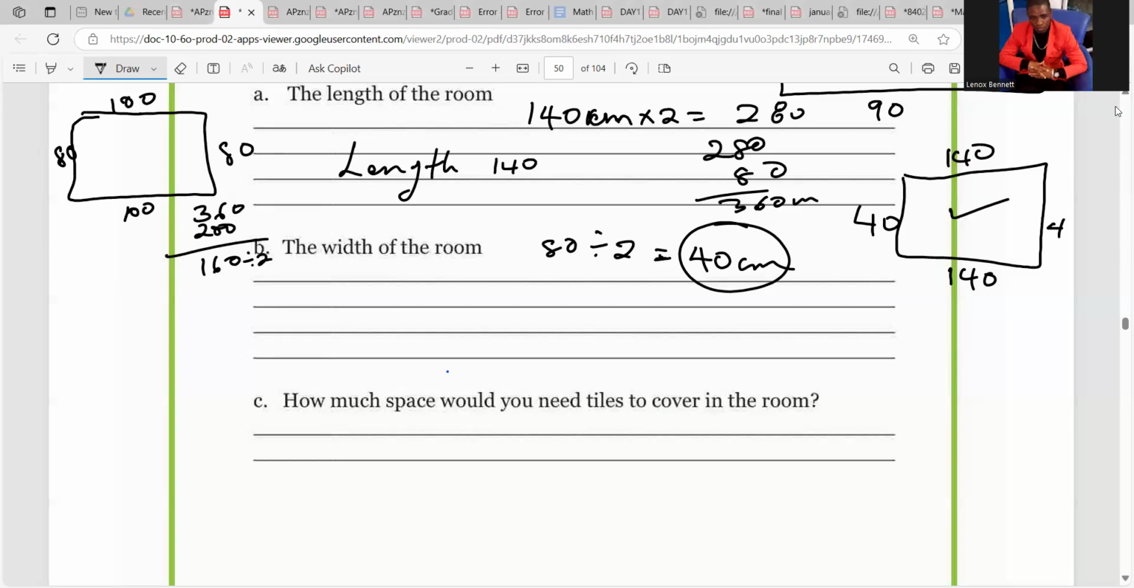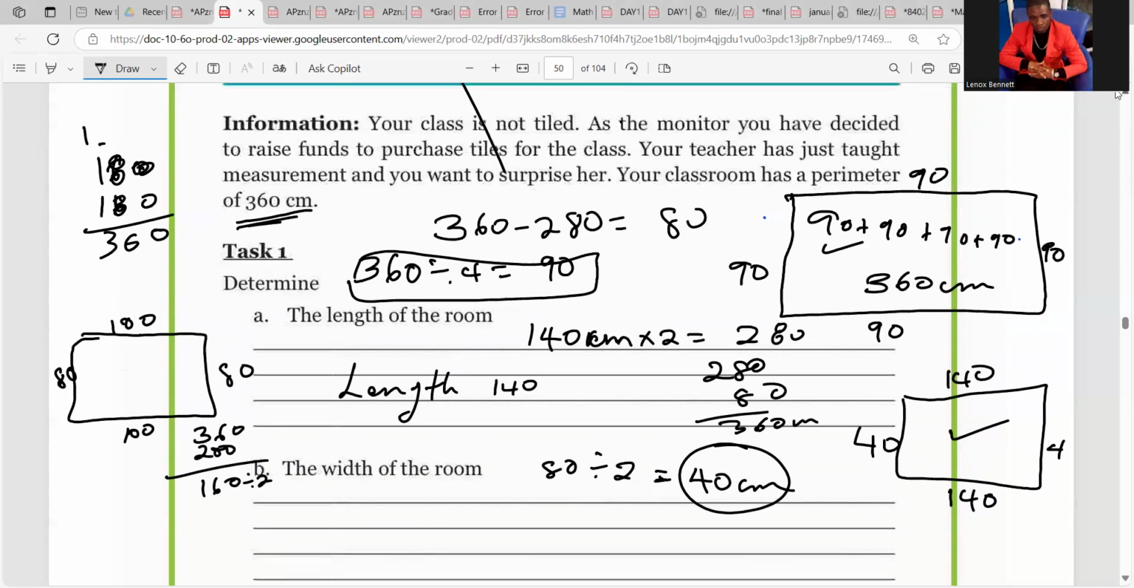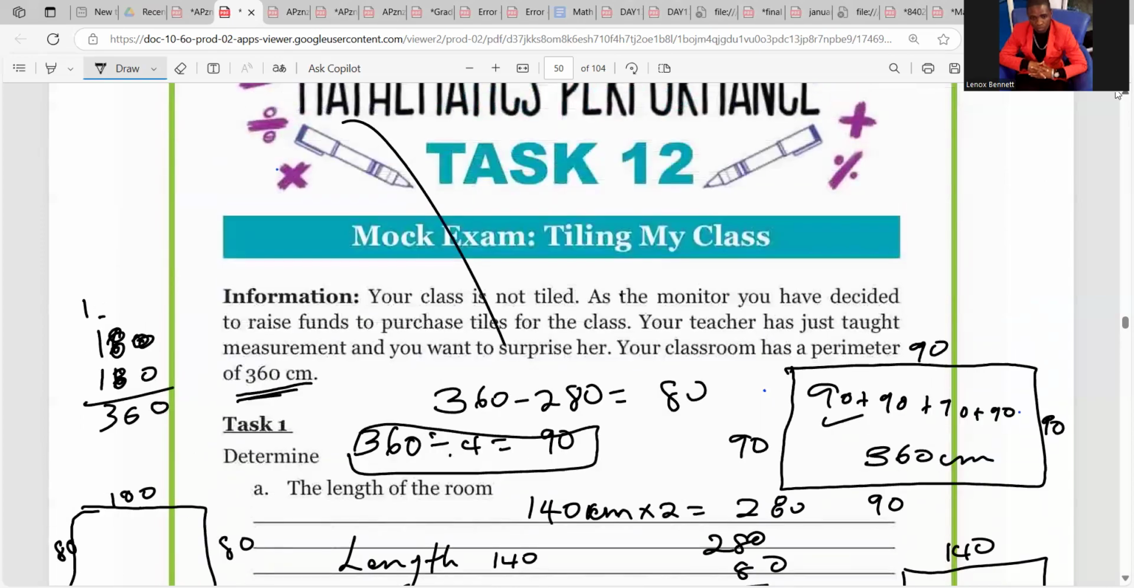All right, so Amarli came on late. You want to see the previous question. All right, there we go, Amarli. Guys, just give me a second. Let me just show Amarli. It says the floor of your class is not tiled. You have decided to raise funds to buy tiles for the class. Your teacher has just taught measurement and you want to surprise her.